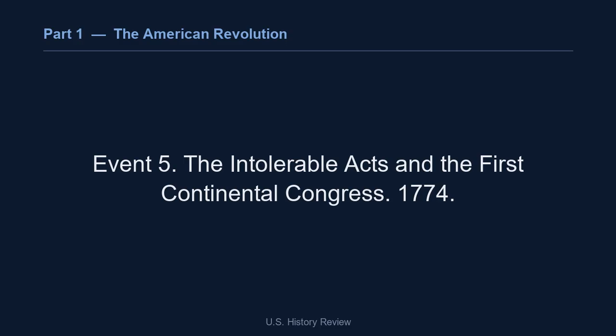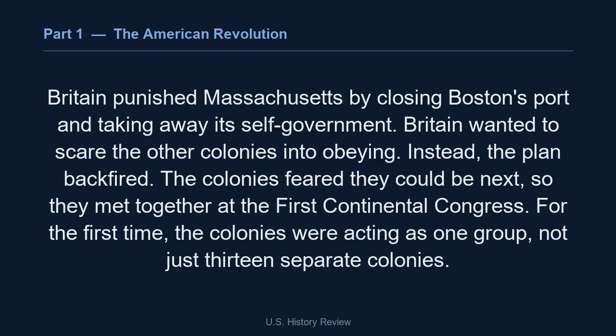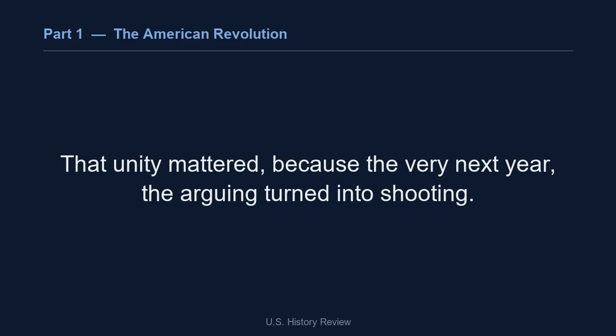Event 5. The Intolerable Acts and the First Continental Congress, 1774. Britain punished Massachusetts by closing Boston's port and taking away its self-government. Britain wanted to scare the other colonies into obeying. Instead, the plan backfired. The colonies feared they could be next, so they met together at the First Continental Congress. For the first time, the colonies were acting as one group, not just 13 separate colonies. That unity mattered because the very next year, the arguing turned into shooting.